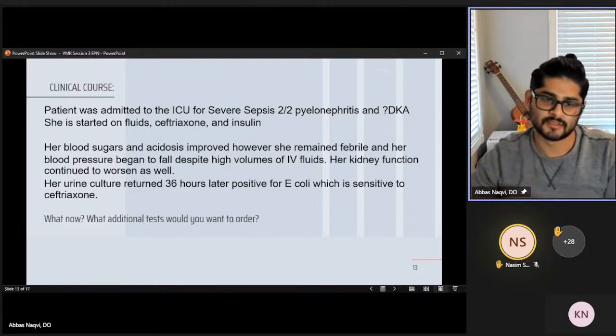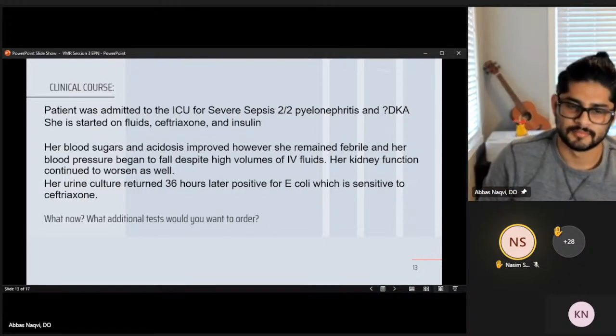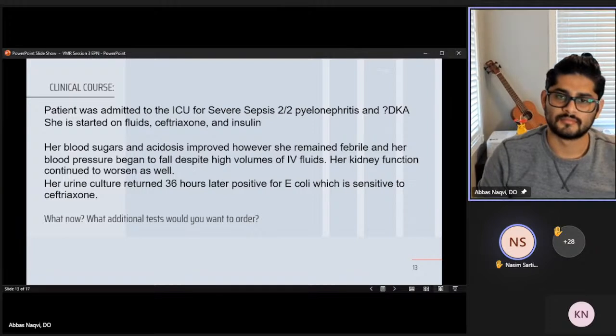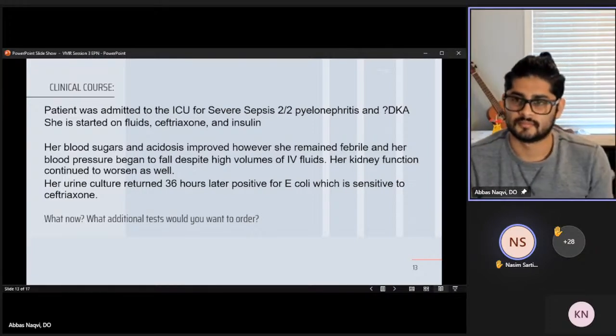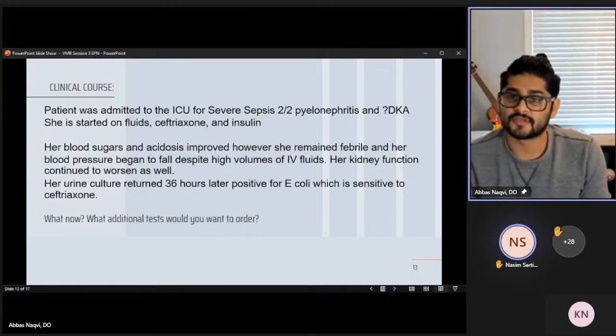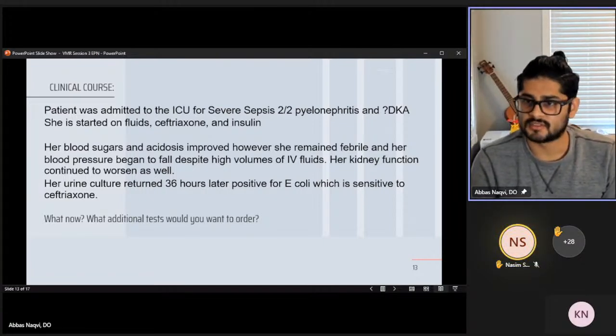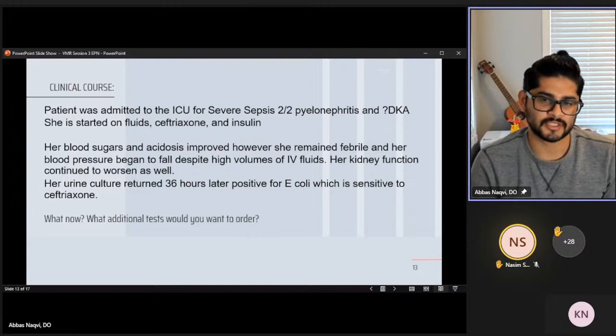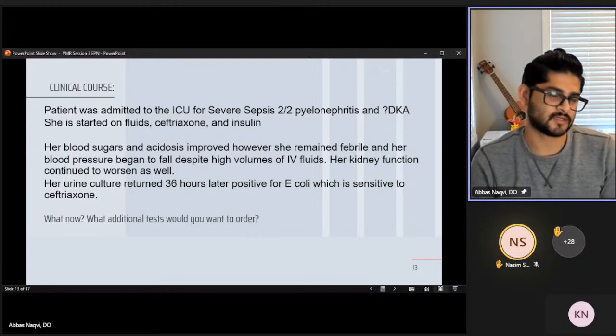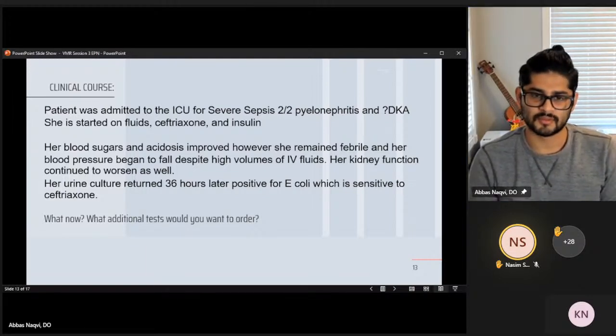And anybody can answer. Would you want to give her antibiotics for the E. coli? So she's already on them, right? She's on the ceftriaxone, right? And it seems appropriate. It looks like it's supposed to be treating it, but she still looks like she's getting sick. So what would you want to do?